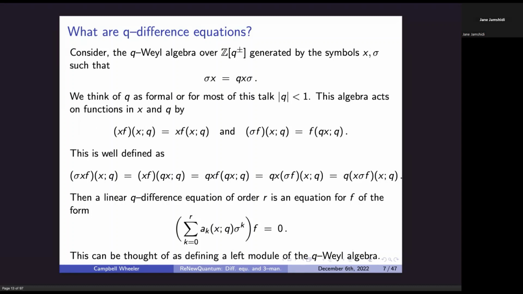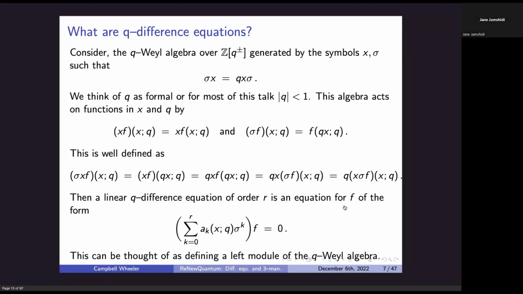A Q-difference equation is an equation for some function f. We want to solve a linear equation. So we take some polynomial in sigma of order r with coefficients that are Laurent polynomials, maybe rational functions, in X and Q. We could extend this slightly, but regardless, we take some operator and we want it to annihilate some function f, and this is an rth order Q-difference equation for f. You can think of this as defining some module over this non-commutative algebra.